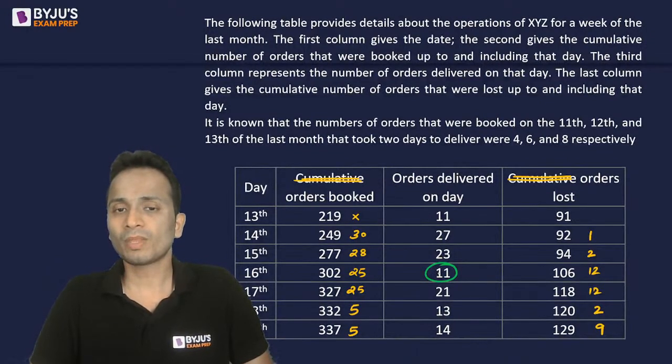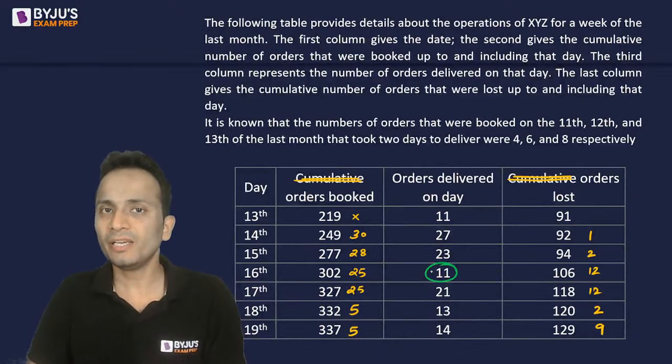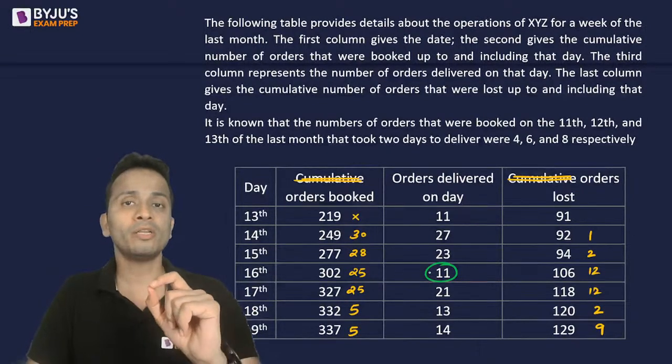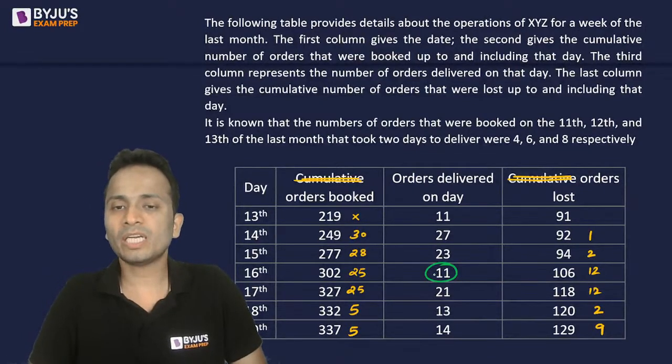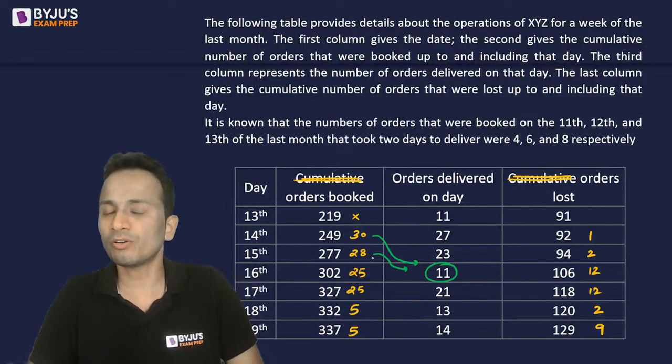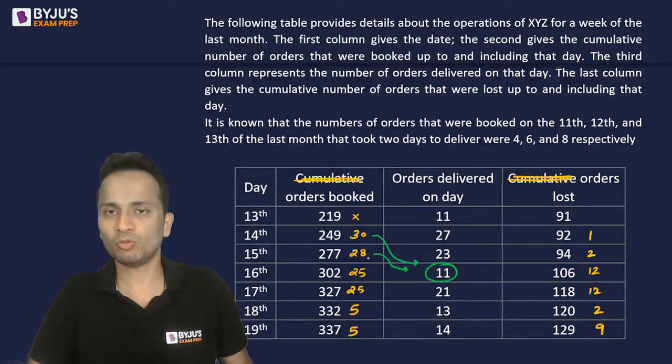Now any order which is placed is either delivered on the next day or on the second day. So either on the first day or on the second day. The orders which are delivered on 16th, some of them were booked 2 days before, that is on 14th, and some of them were booked one day before, that is on 15th. So anything that is delivered on 16th was either booked on 14th or 15th. That's it, right? This is one thing that you need to take care about.